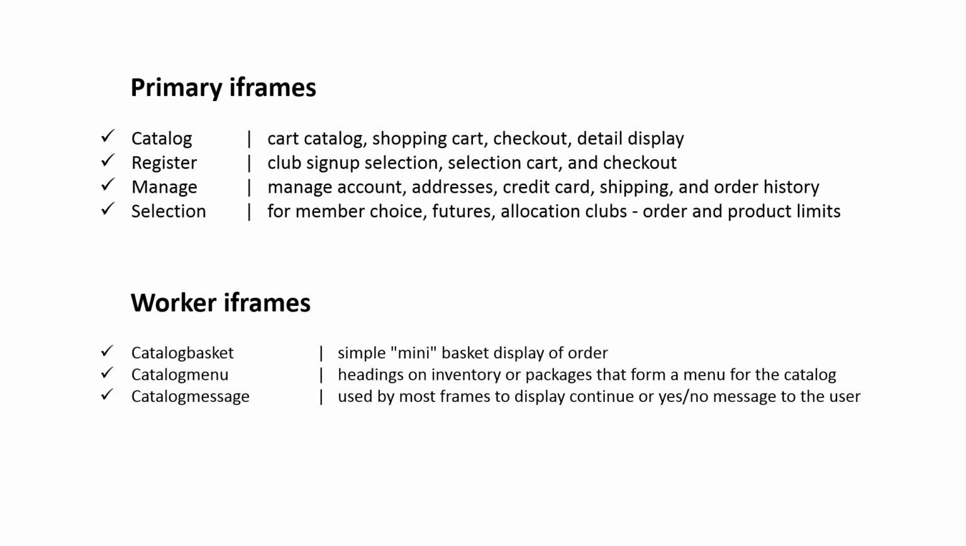So the primary frames are catalog, register, manage, and selection. Catalog is essentially the shopping cart. Register is club sign up, manage is account management, and selection is for member choice, allocation, clubs, and so on. The worker frames are used by the primary frames. There's the basket, the little mini basket, the menu, and the message window that pops up.